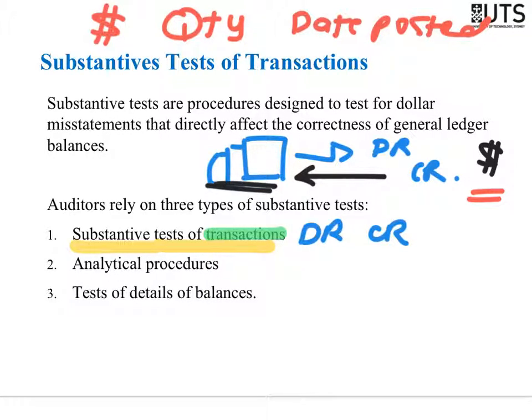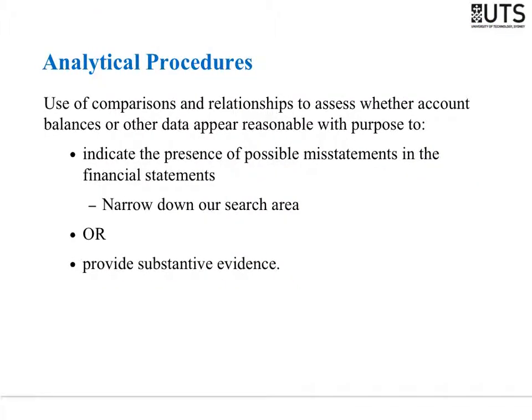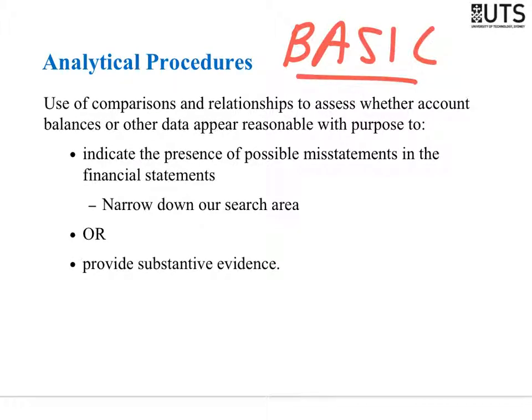Remember your tracing and your vouching. Remember the correct terminology. And remember that if you're looking at these three things, quantity, dollar amount, and date posted, it's substantive. So the second type of substantive test is analytical procedures. Now, one thing I do want to mention, I want everyone to write this down. Ladies and gentlemen, this is the most basic type of substantive test. Analytical procedures are the most basic.